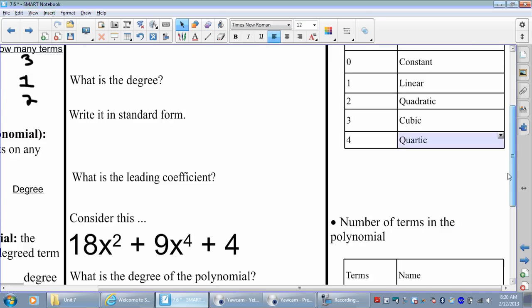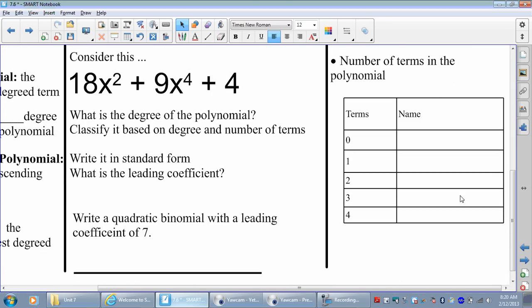Now, what's the other classification? Well, it's going to be based on the number of terms that make up those polynomials. So, if there is one term, we're going to call that a monomial. If there are two terms, we're going to call that a binomial.